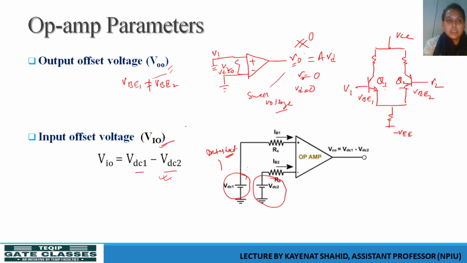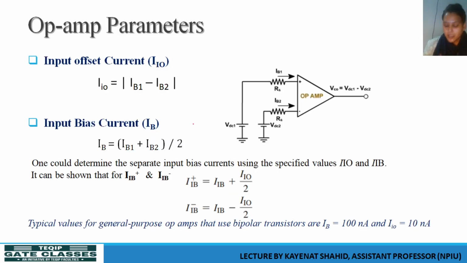This is a very important offset parameter, because this will decide how much error there is in your output. So we have to adjust for this output offset voltage. We will be discussing the adjustment, how to do it.